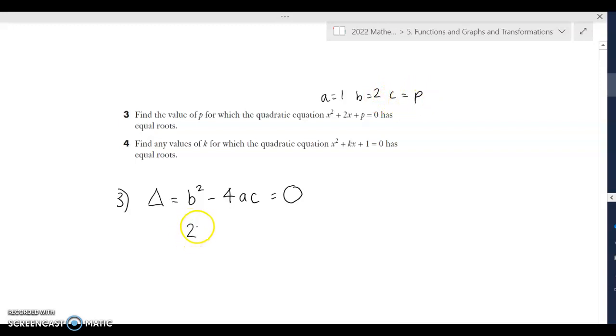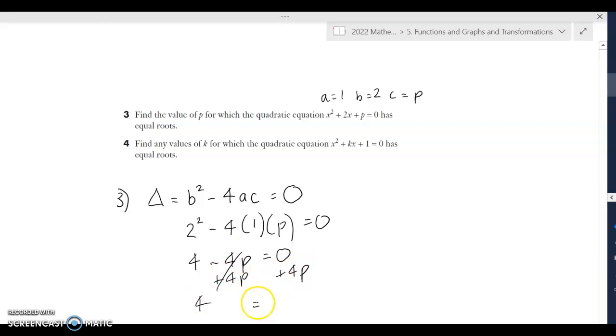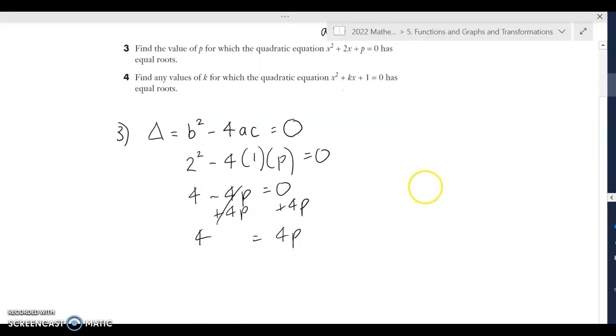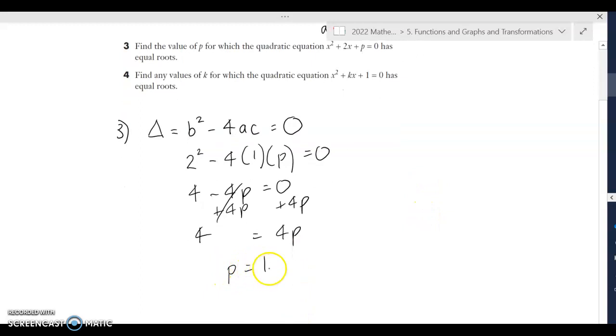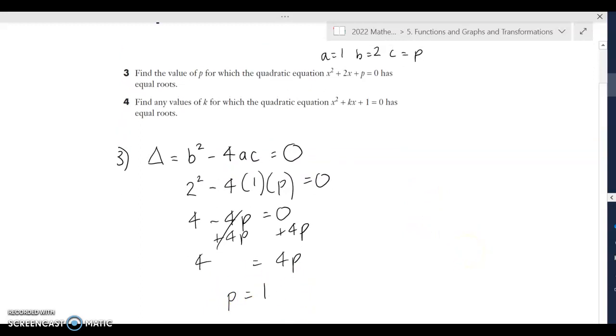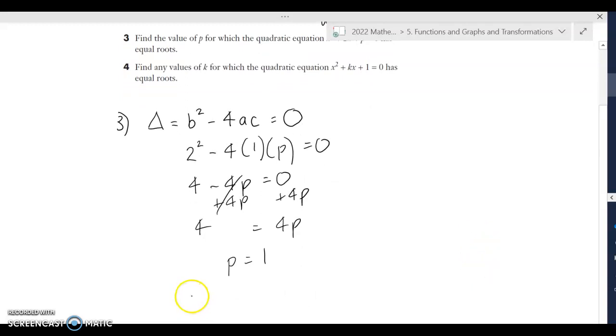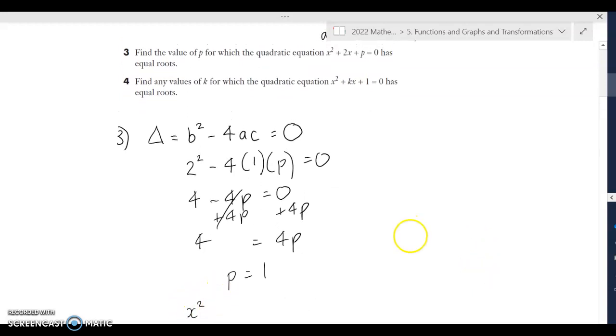b squared is 2 squared minus 4 times 1 times p equals 0. 2 squared is 4, minus 4p equals 0. Let's rearrange that. Let's add 4p to both sides. 4 is equal to 4p, so p is going to be equal to 1 in that case. So let's see if we've answered the question. The question says, find the value of p for which the quadratic equation x squared plus 2x plus p has equal roots. We've got the value of p. The equation would look like this: x squared plus 2x plus 1 equals 0.